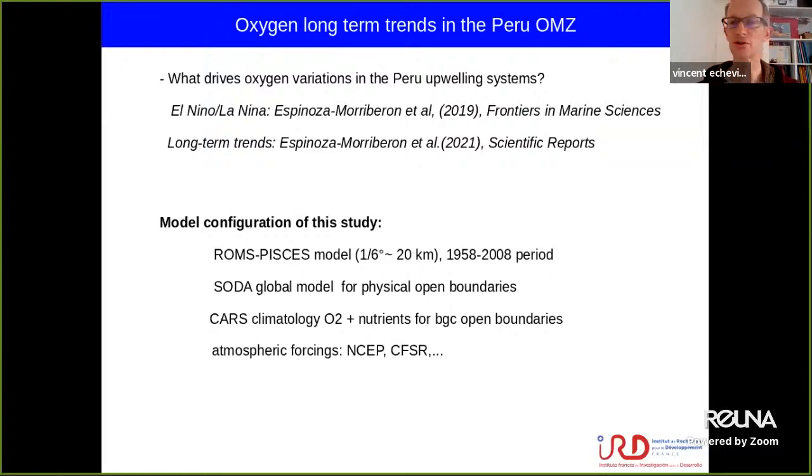At the boundary conditions, we used an American model which is called SODA, which has been used for many studies. It's a model that uses data assimilation, so it's relatively realistic in this region. And as I said, we used the CARS climatology for nutrients and oxygen. Then for the wind, we did different tests with different forcings from NCEP, from CFSR. We looked at the influence of various wind forces.